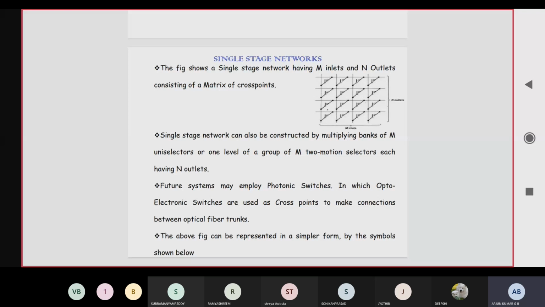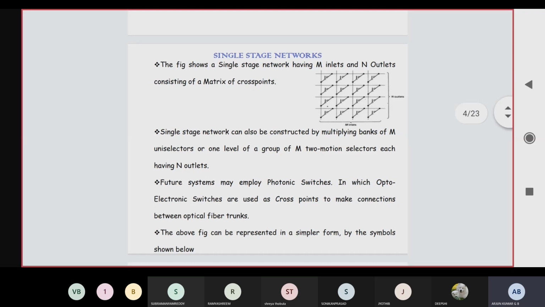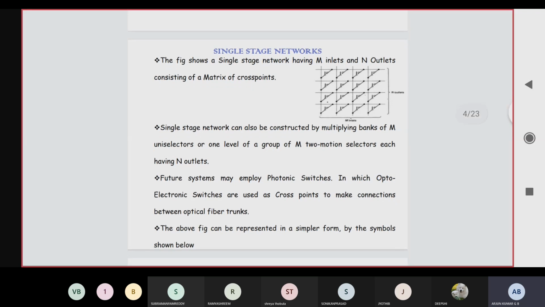The single stage network can also be constructed by multiplying banks of m uniselectors, or a level of group of m two-motion selectors, each having n inlets. It means that we can make a group through the uniselectors. Suppose the number of customers is 30 and we have only 20 switches, then we can make groups, two groups of 10 and 10. Based on that group, based on the uniselectors, we make the connection for the n number of outlets.